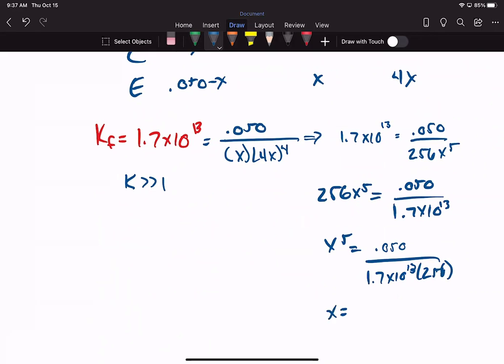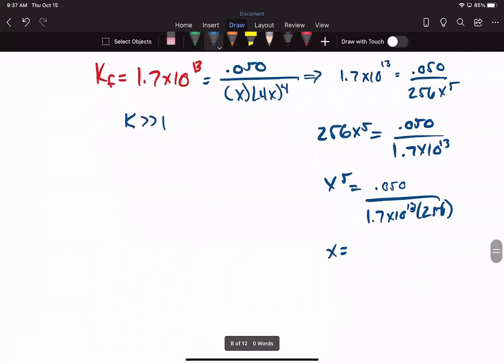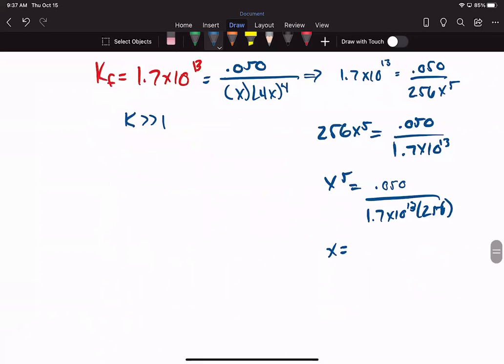X is equal to, I don't think I'm going to write this one out. I've shown you guys a couple times already. So I'm just going to solve for x here. And our x is equal to 4.1 times 10 to the minus 5. Either way, if you take the fifth root of that, or if you do it to the power of 1 over 5, you'll get the same answer. But we now know what our x value is.